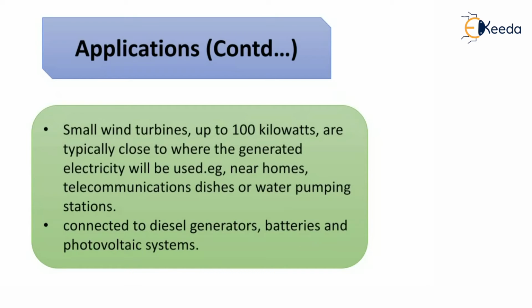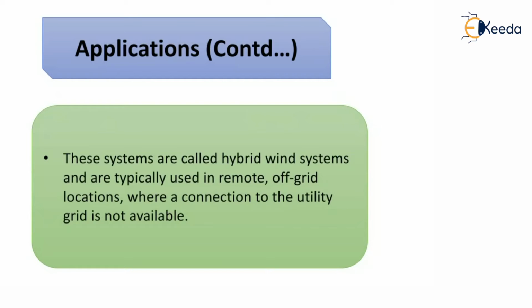They are also connected to diesel generators, batteries, and photovoltaic systems. These systems are also called hybrid grid systems and are typically used in remote or off-grid locations where a connection to the utility grid is not available.